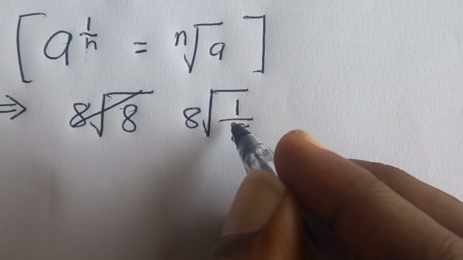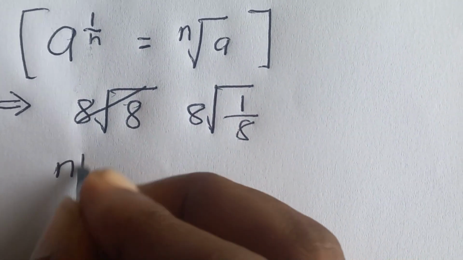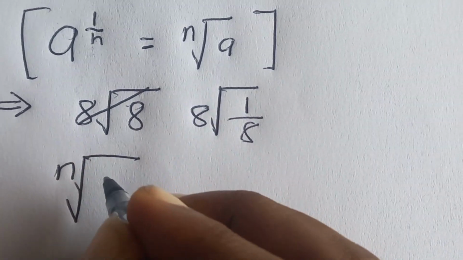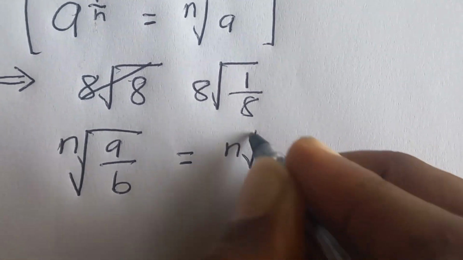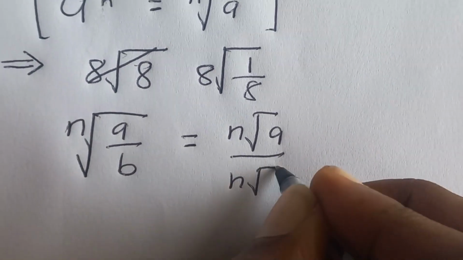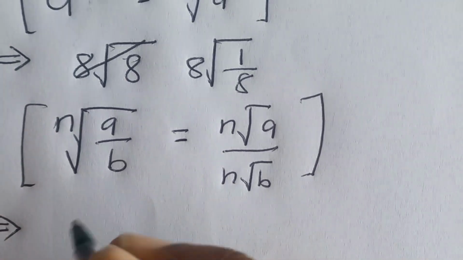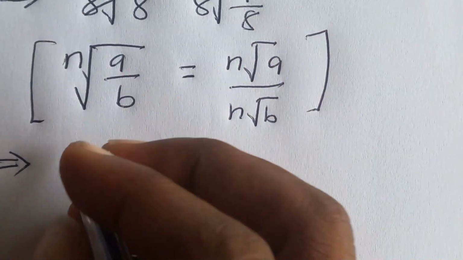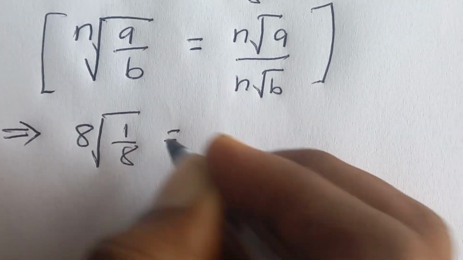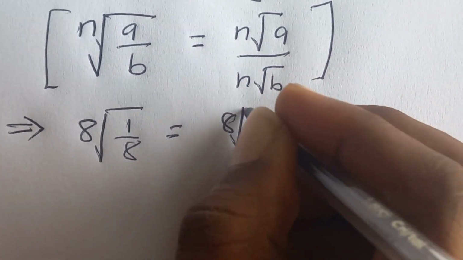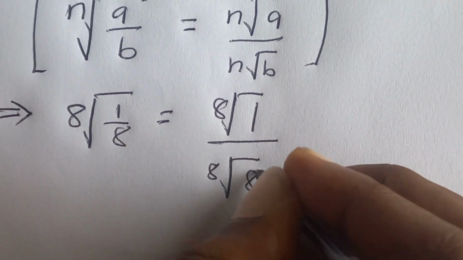Okay, and we have to express this. We have the nth root of a/b is the same as the nth root of a over the nth root of b. So let us express our question like this. The 8th root of 1/8 is equal to the 8th root of 1 over the 8th root of 8.